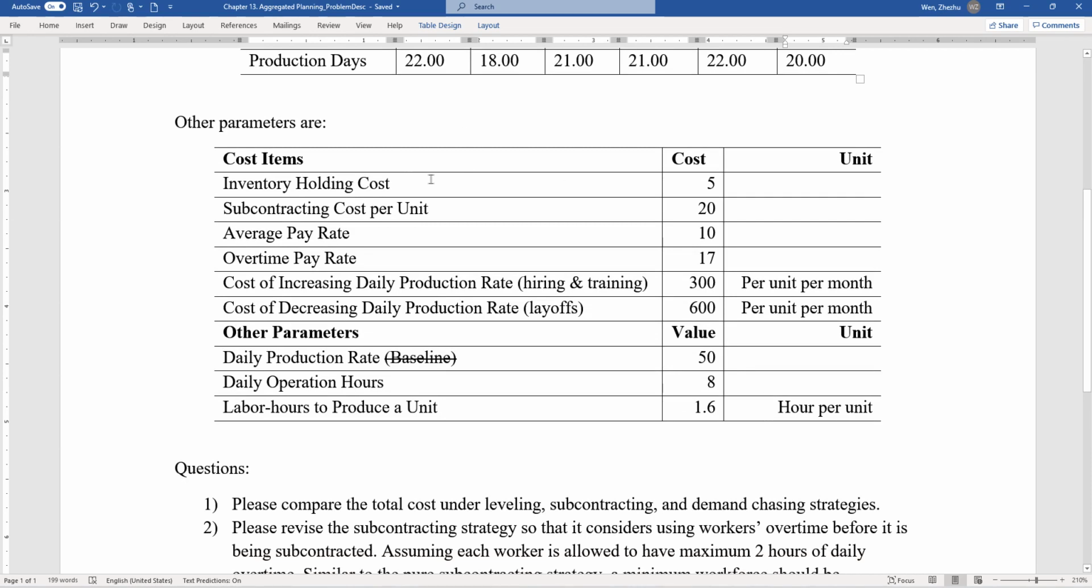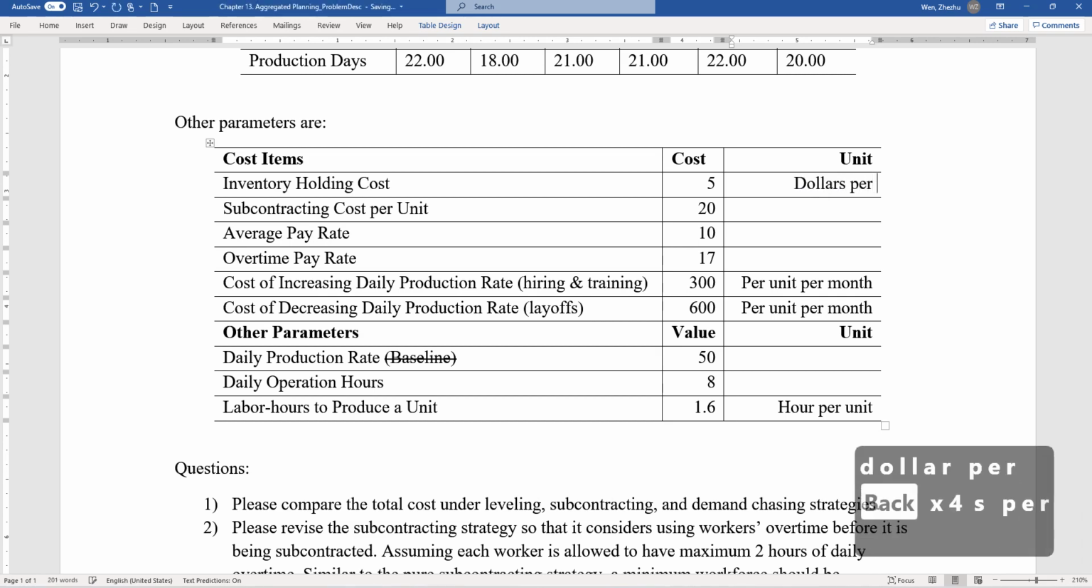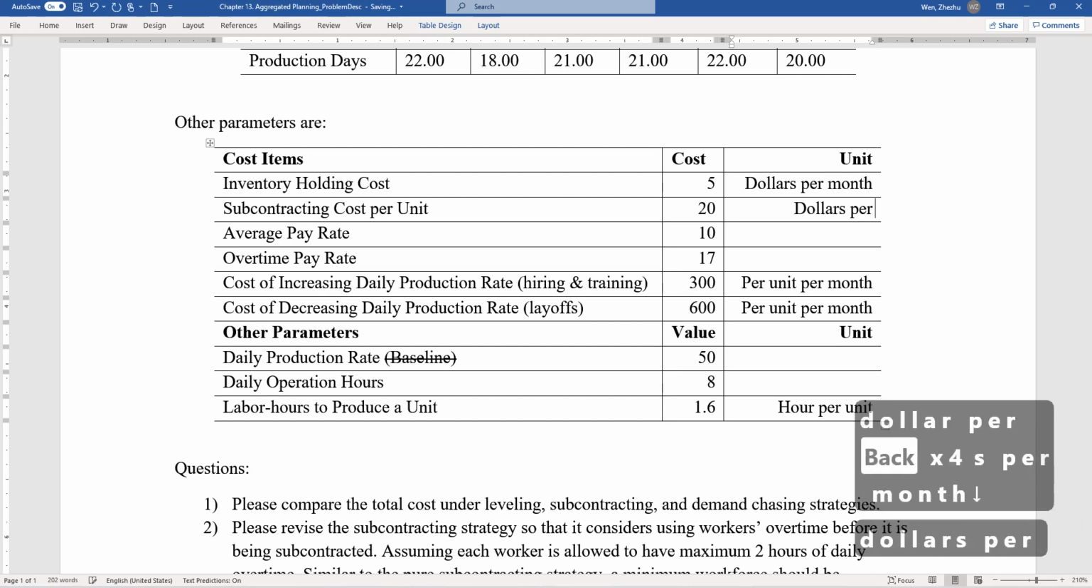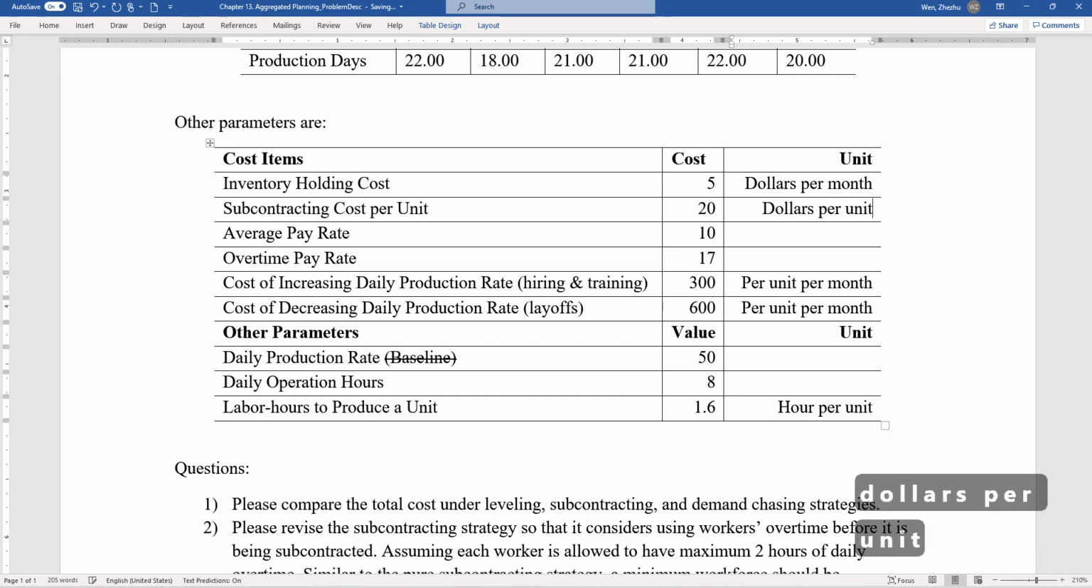You have inventory holding cost in case you have additional excessive inventory you need to carry over to next period. I would say the cost here is dollars per month. Okay, and the subcontracting unit cost per unit will be dollars per unit. In case you subcontract to a contractor, that is going to be the cost per unit.